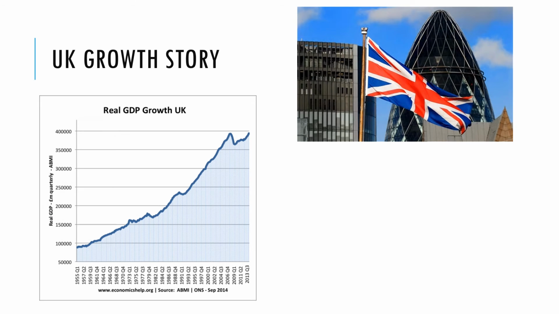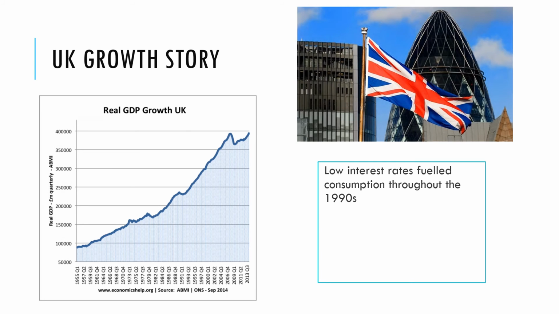And if we look at the UK's economic growth, throughout the 90s, for a period of about 15 years, the UK's real GDP grew every year. So a very long period of economic growth from the late 80s or from the early 90s up until 2007, 2008. And what might be the reason behind that?